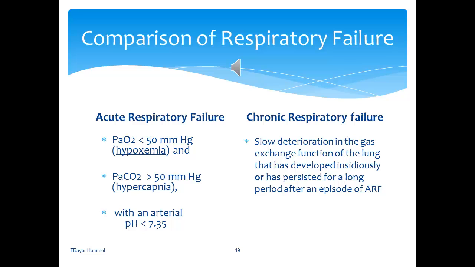Comparison of respiratory failure. Acute respiratory failure, cardinal signs are PaO2 less than 50, PaCO2 of greater than 50, a pH of less than 7.35. Happens acutely. Heart failure, pulmonary embolism, acute exacerbation of asthma are some causes of acute respiratory failure. Chronic respiratory failure is a slow deterioration in gas exchange function of the lung that has developed insidiously or has persisted for a long period of time after an episode of acute respiratory failure.